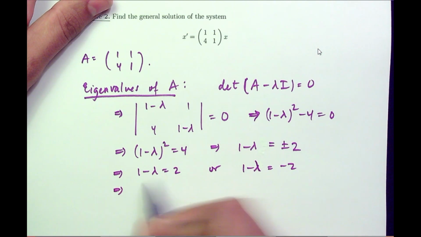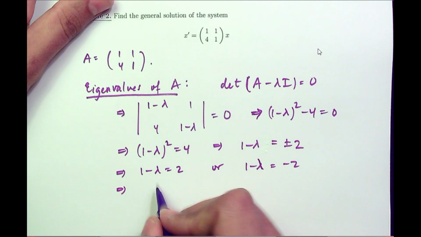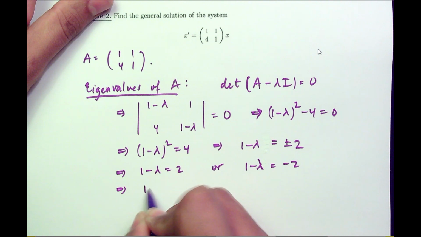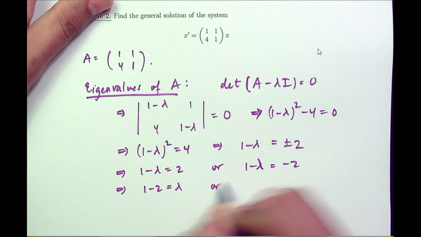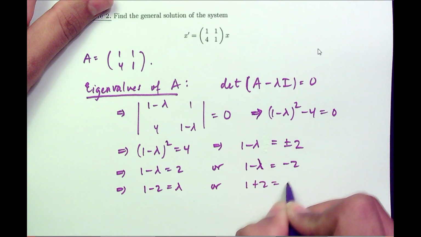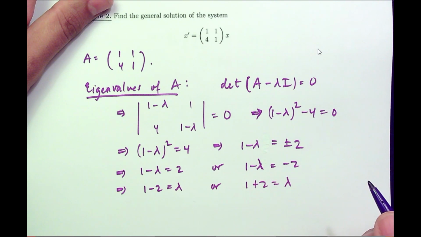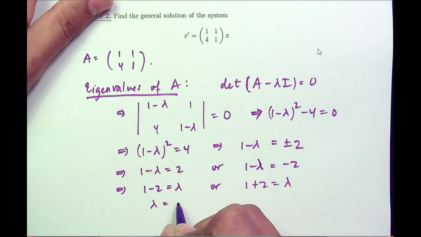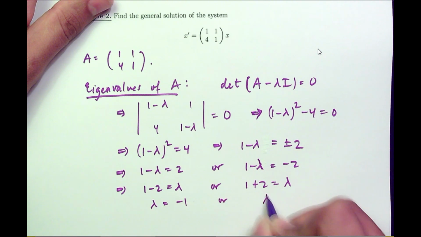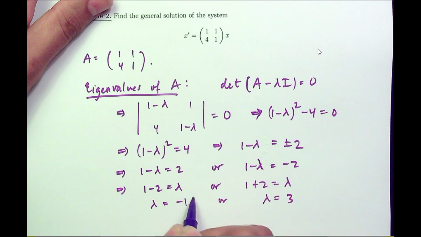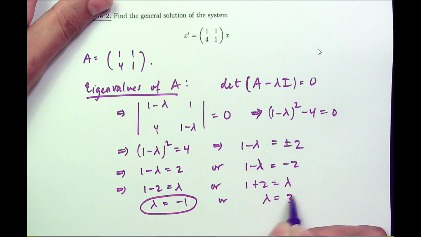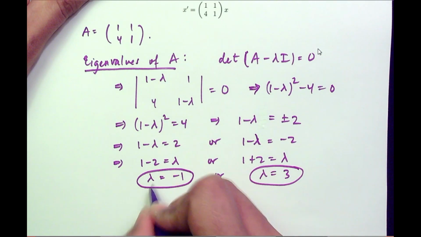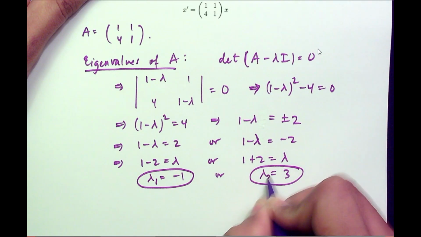So this one gives me, if I move the lambda over here and then the 2 to the other side, we get 1 minus 2 equals lambda, or 1 plus 2 equals lambda. So this one gives me lambda equals negative 1, or lambda equals 3. And those are the two eigenvalues. Okay, I'm going to call this one lambda 1, and this one I'm going to call lambda 2.